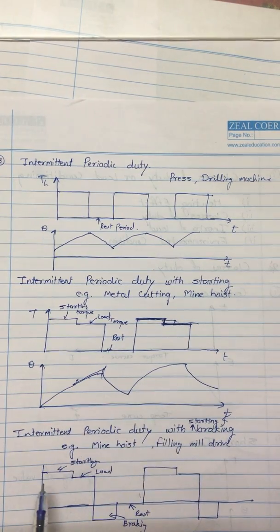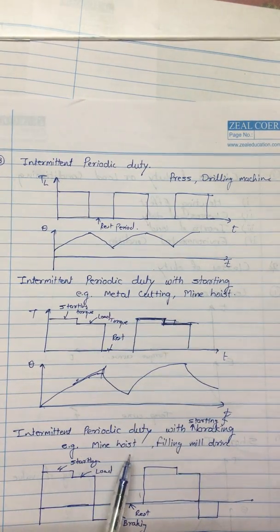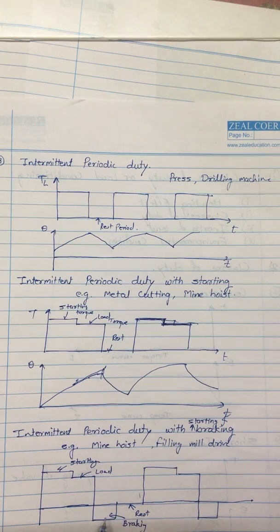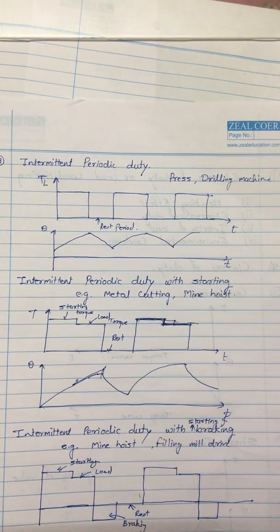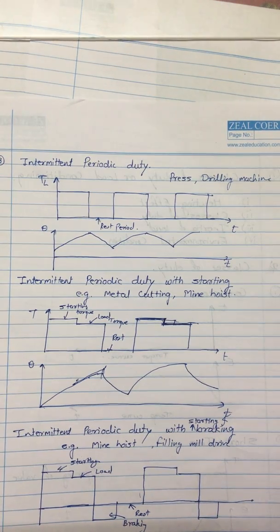Now the next is intermittent periodic duty with starting and braking. Such motors are used in rolling mill drive and mine hoist. The torque time characteristic is shown in the figure. This is the starting period, loading, this one is braking, and here is a rest period at which the motor remains off. Temperature increases gradually till this point, till braking, and during the rest period it decreases gradually. Again the increase and decrease in temperature takes place.